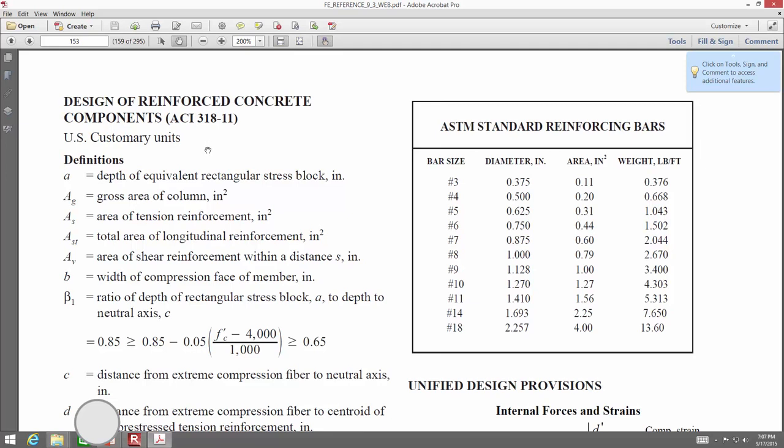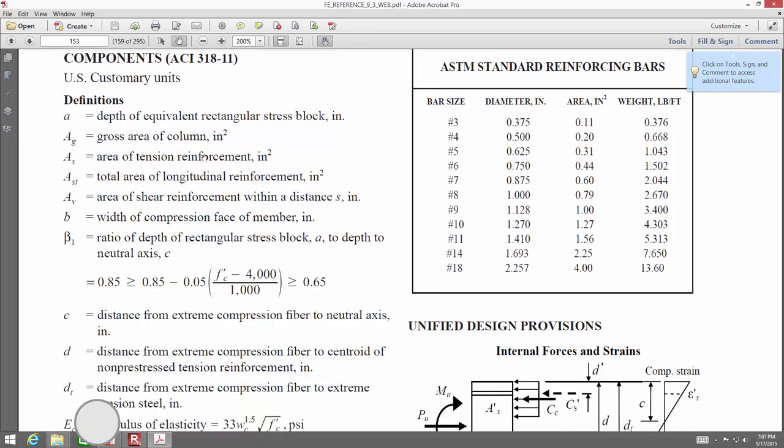A lot of this should be familiar for those of you who had me for concrete design: beta 1 for your rectangular stress block, the width of your member, the area of steel, the area of shear reinforcement, all of that. You also see here on the top right all your rebar sizes: your bar size, your diameter, your area. It's going to be fundamental for all the problems that we do.